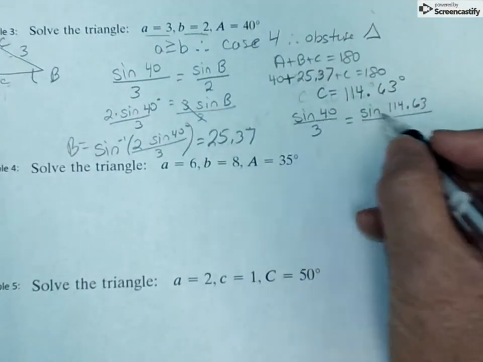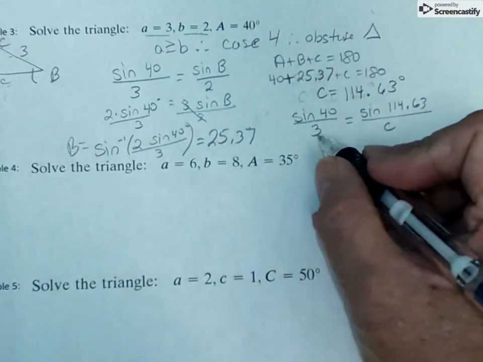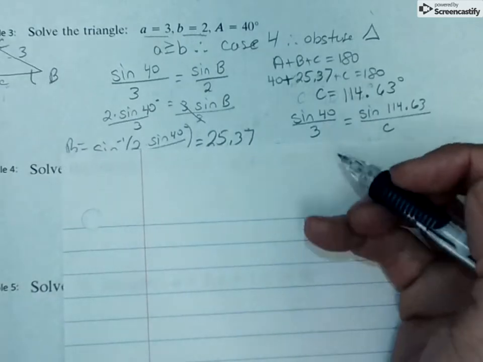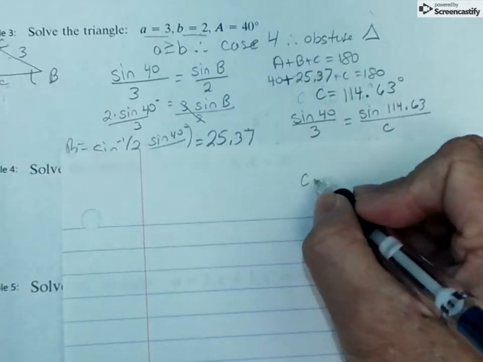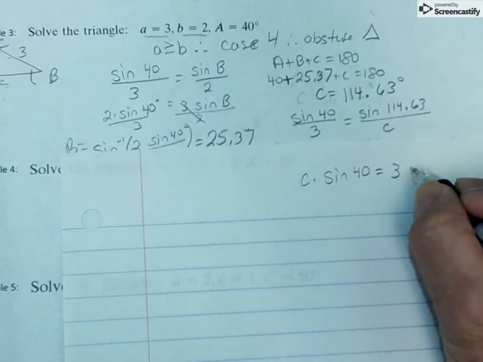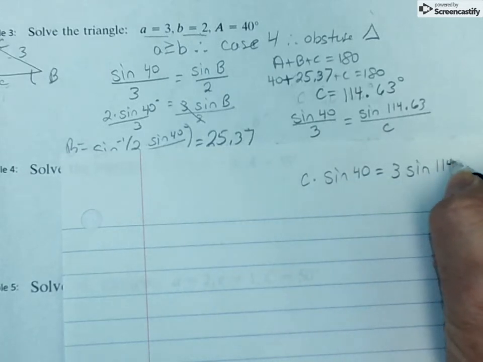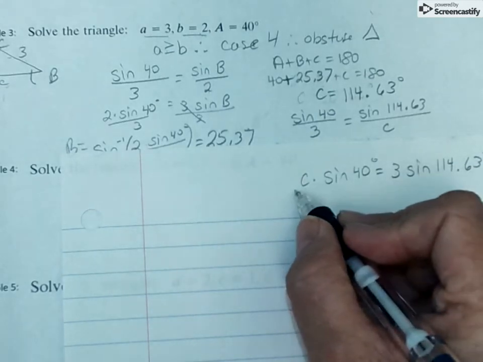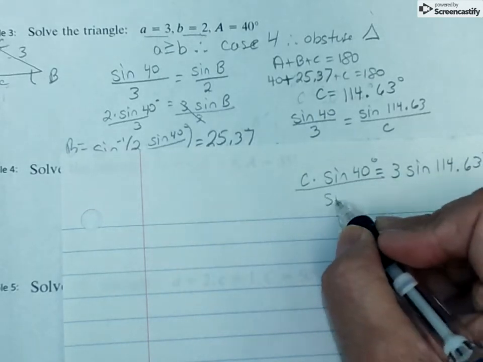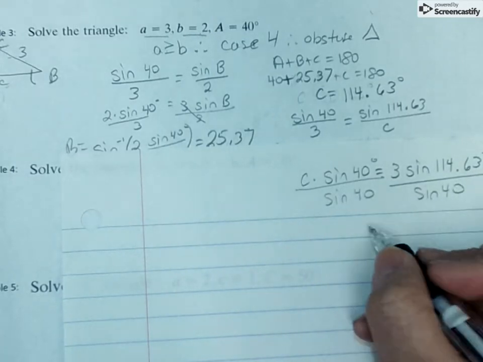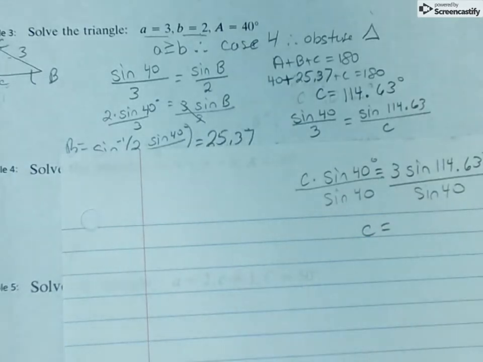Again, if we cross multiply here, I'm running out of room, I'm afraid. So if we cross multiply, let's put this on another piece of paper so I have room. I would get c times the sine of 40 degrees equals 3 times the sine of 114.63 degrees. Divide both sides by sine of 40, and that would give me what side C is.